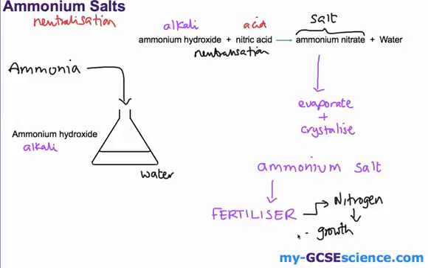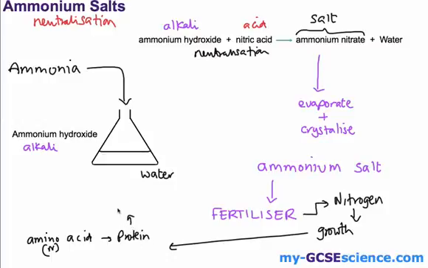In actual fact, if you want to be really clever about it, it's required to make amino acids. Amino acids have nitrogen in their structure. These are required to make protein, and protein is required for growth. So that's technically why that nitrogen is so important. And so if we have an ammonium salt which contains the element nitrogen, we can use that as a fertilizer to help plants grow.